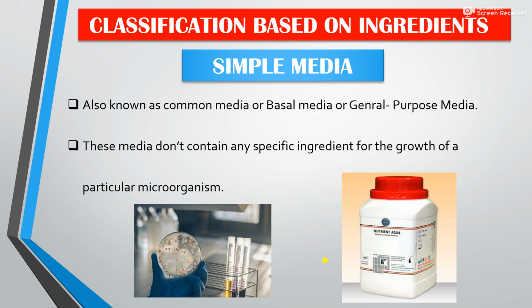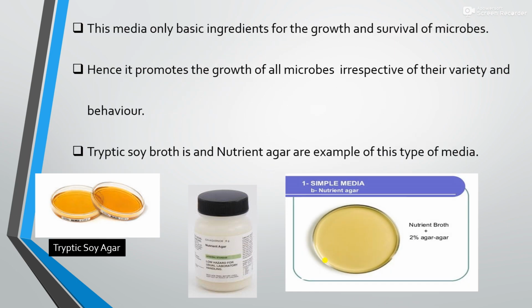Let's classify the media based on the ingredients. First one is simple media, also known as basal media or general purpose media. These don't contain any specific ingredients. They are very general and support the growth of all microorganisms. They don't contain any specific nutrition or component which favors or alters the growth of any particular microorganism. They support the growth of all microorganisms.